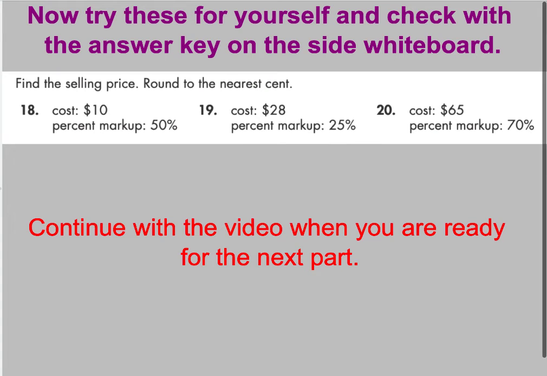All right, so use that as a model for you to try the next 3 problems for yourself. Okay, pause the video, try them for yourself, then go check your answers. This is going to be up on that side whiteboard over by the homework board. Once you're confident in those and you've got those correct, come back, hit play, and we'll go on to the very last part.